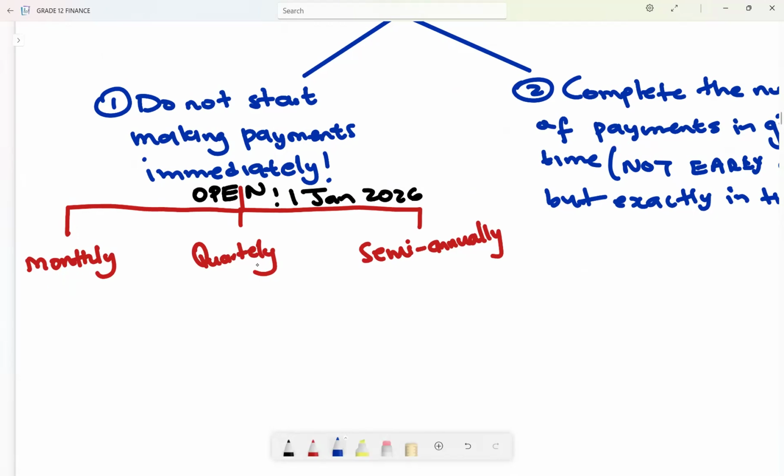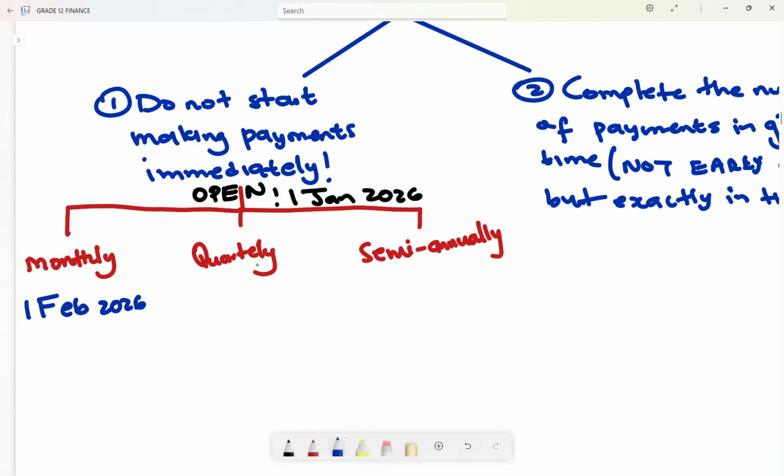What do I mean by that? It means you do not pay immediately after opening an account. You start depositing your money a month after opening, which is on the 1st of February 2026. This is the normal. You need to do this. If you do that, everything is okay.